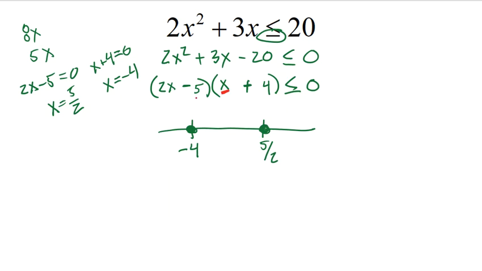If I plug in 5/2 right here, 2 times 5/2 is 5. 5 minus 5 is 0. That's going to produce a solution that works because of the "or equal to." All right, now I just have to test my numbers. I'm looking for negatives. I'm looking to be less than 0. So now I just have to do some test numbers.